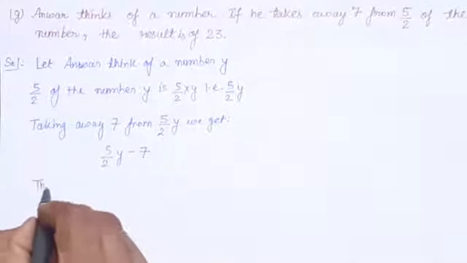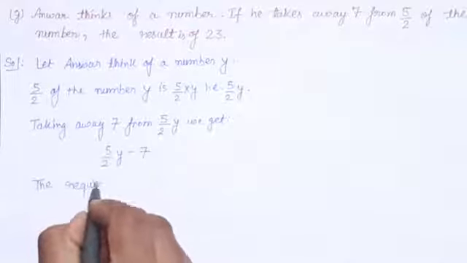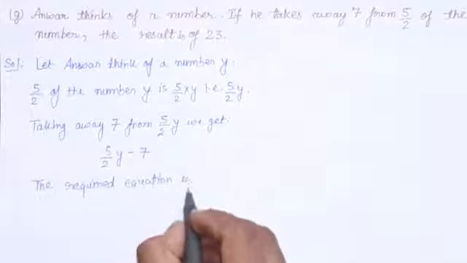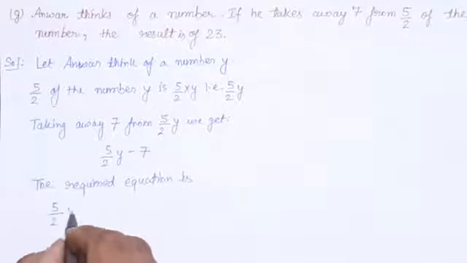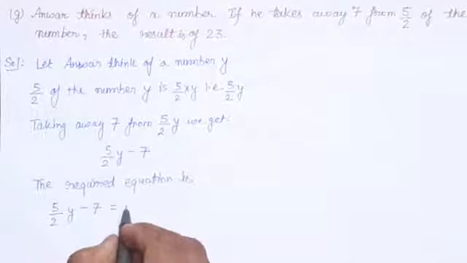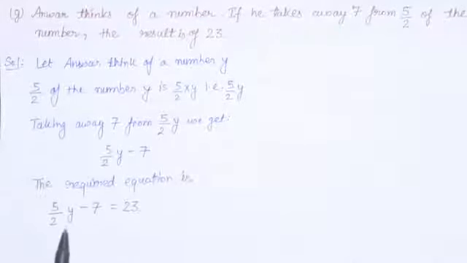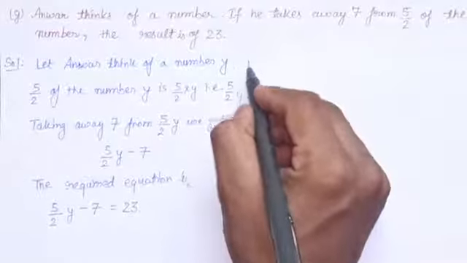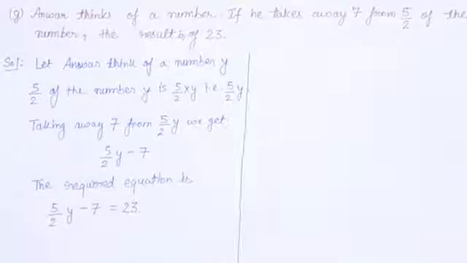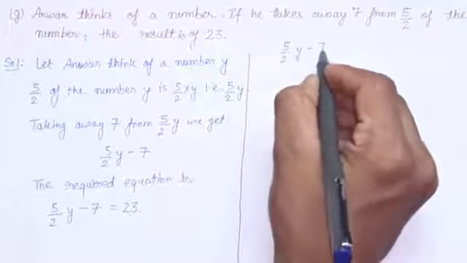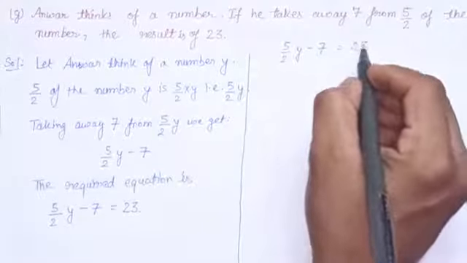Hence we can say the required equation is 5 by 2 y minus 7 equals to 23. So this is our required equation in which the unknown number is y. Again we have to solve this equation for this unknown number y. So let us see the solution of this equation. So here we have given 5 by 2 y minus 7 equals to 23.